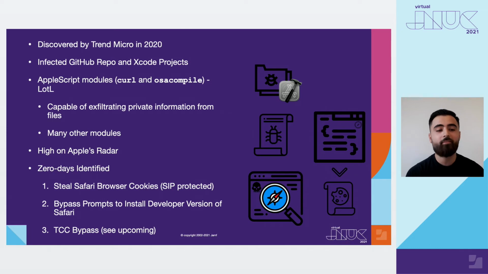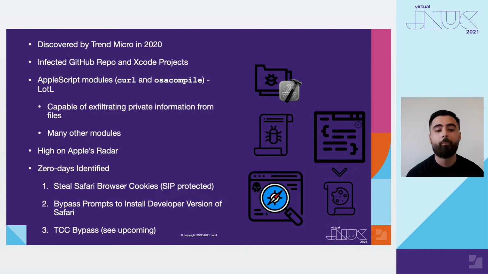XCSSET was discovered by Trend Micro in August of 2020 and infected various GitHub repos and Xcode projects. And the way it infected these Xcode projects, it would contain a hidden folder within the Xcode project containing a malicious Mach-O executable and a script. Upon compiling the Xcode project, the script would invoke this malicious Mach-O executable and infect the victim's computer.